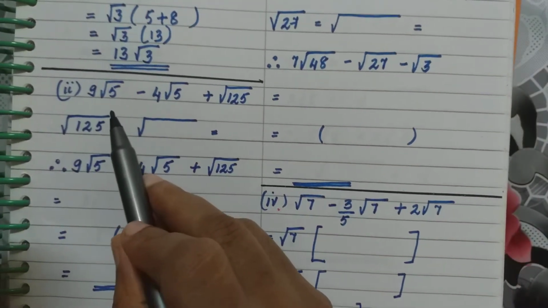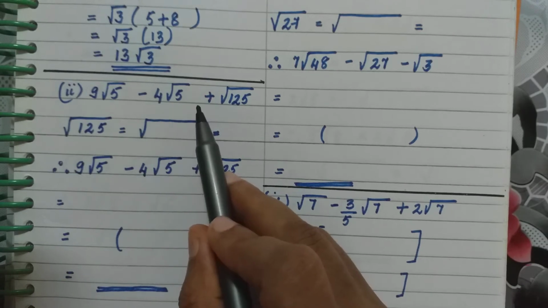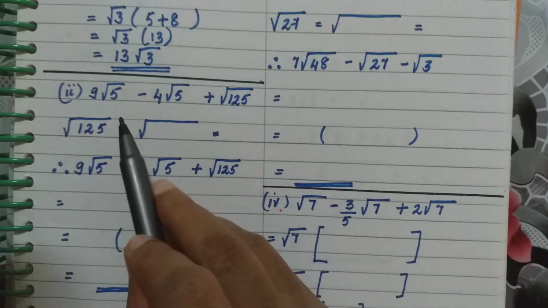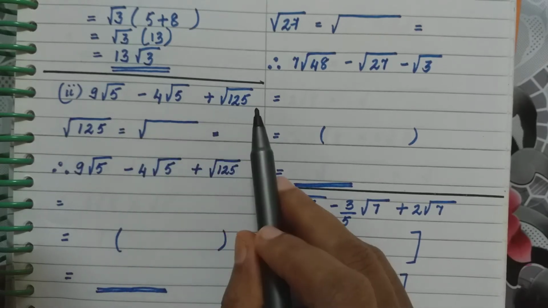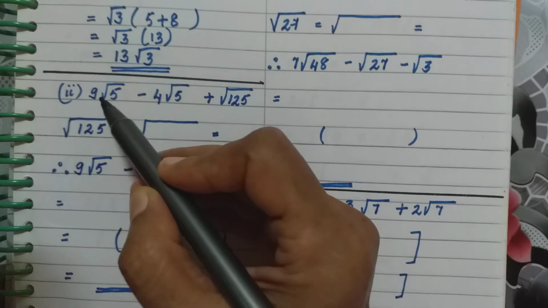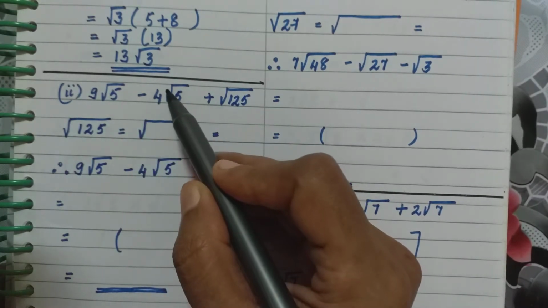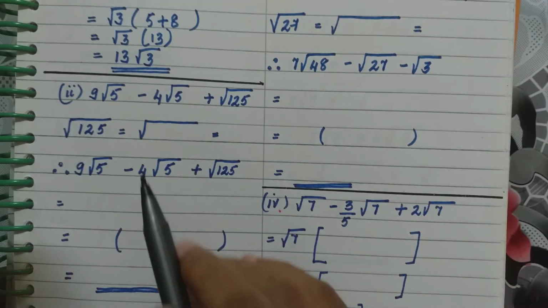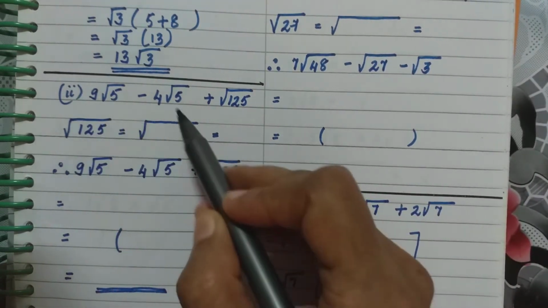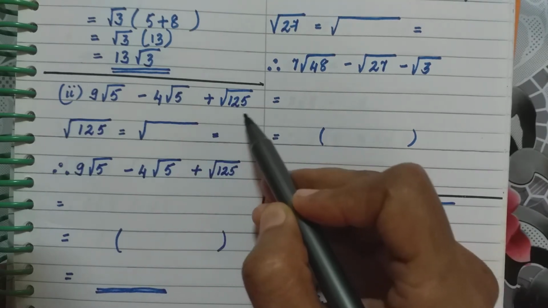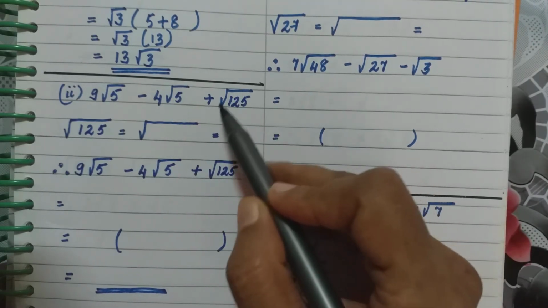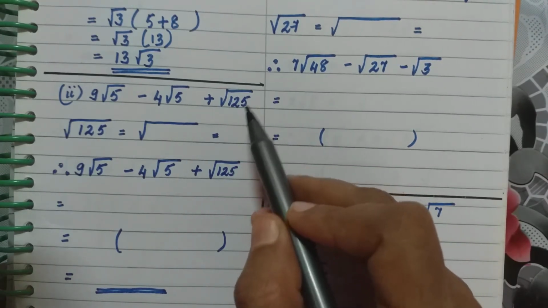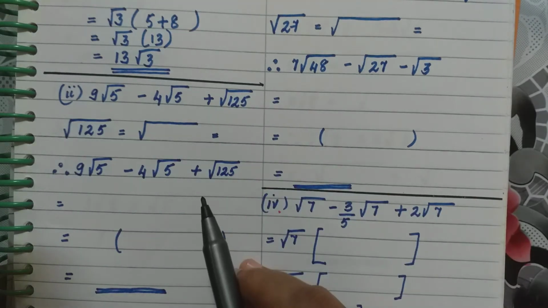We have here 9 root 5 minus 4 root 5 plus square root of 125. Now again we look at the order and radicand of these surds. Order of this surd is 2, order of this surd is 2 and order of this surd is 2. Fine. Order is same. Now we'll look at the radicand. Here it is 5, here it is 5, here it is 125. That means we have to try to change this. Change it to what? Such that there will be only 5 inside.